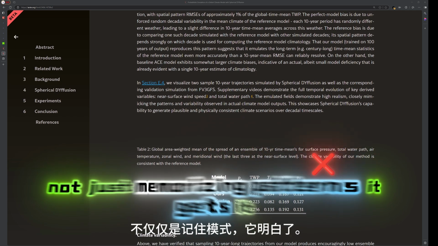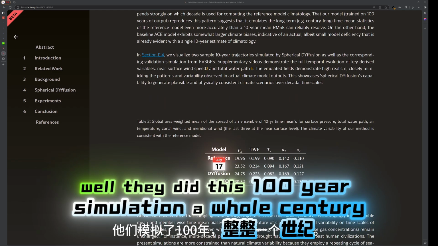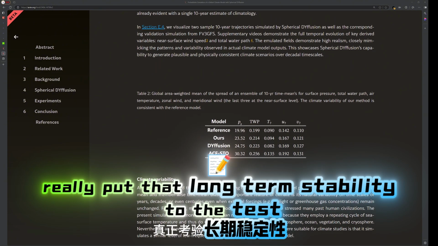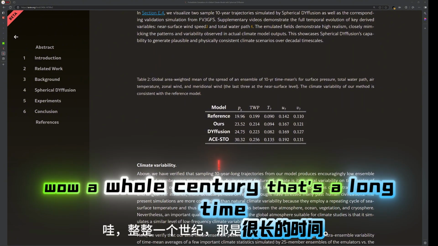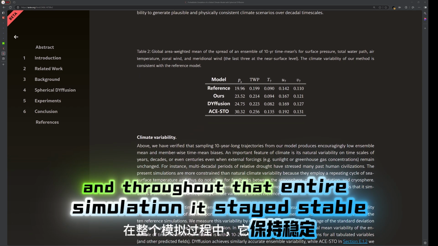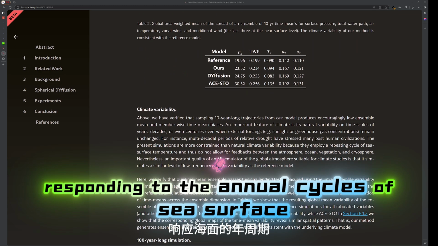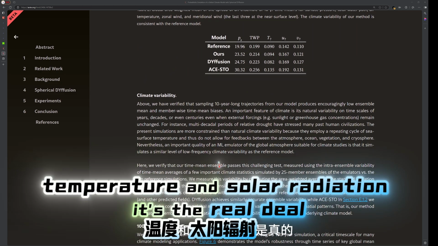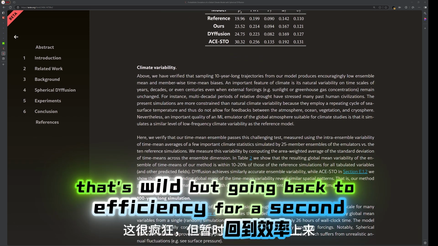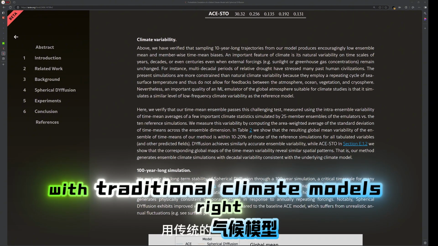It gets it. They ran a lot of tests on this model, didn't they? Anything else jump out at you? Well, they did this 100-year simulation, a whole century. Really put that long-term stability to the test. Wow, a whole century. That's a long time. It is, and throughout that entire simulation, it stayed stable, produced realistic patterns responding to the annual cycles of sea surface temperature and solar radiation. It's the real deal. That's wild. But going back to efficiency for a second, those long-term simulations would take forever with traditional climate models, right?